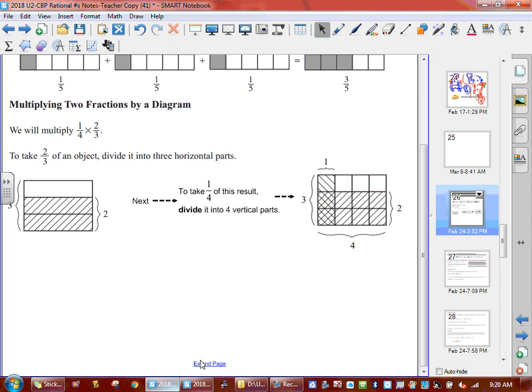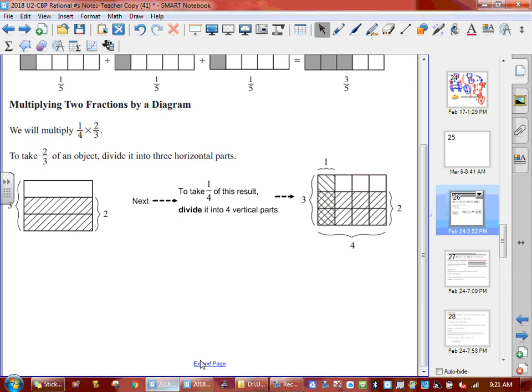Now, from that same diagram, you've got to shade 1/4. So that means you've got to divide it into 4 parts. So they divided it into 4 vertical parts. And then they only shaded 1 out of 4 of those vertical parts. So they shaded this whole vertical part.